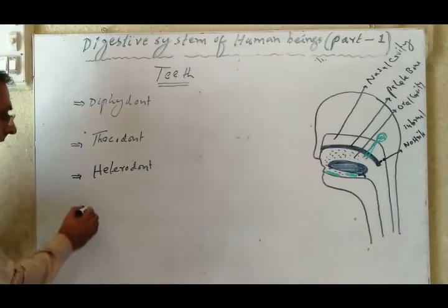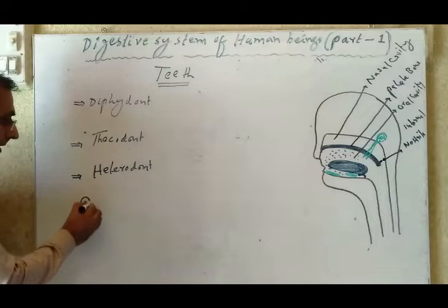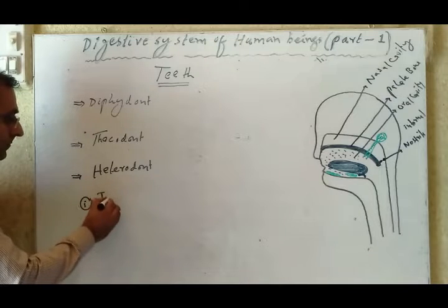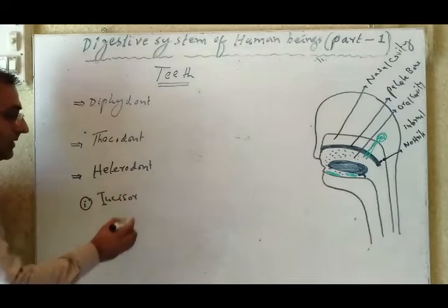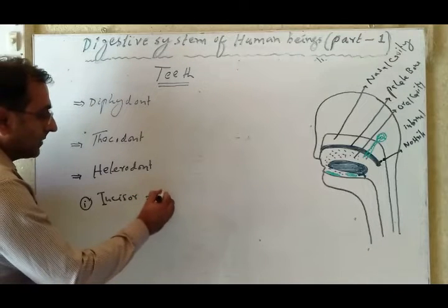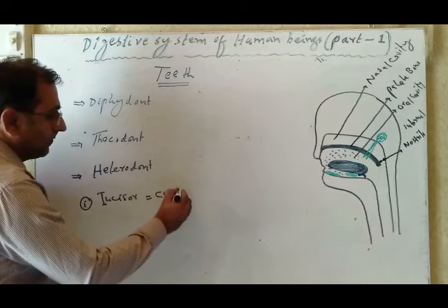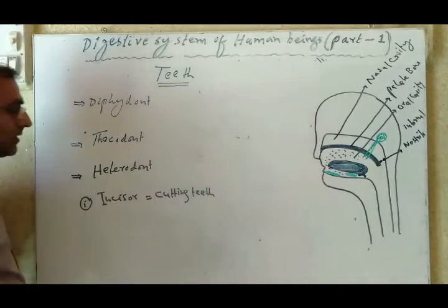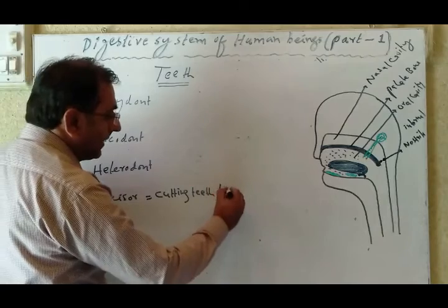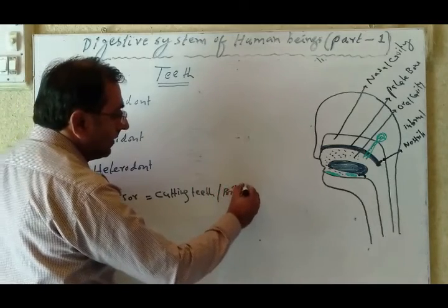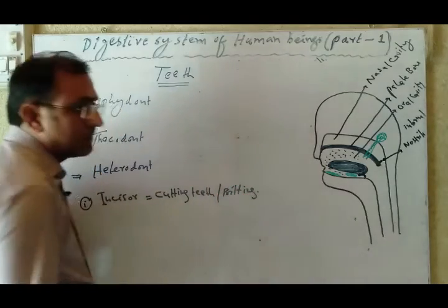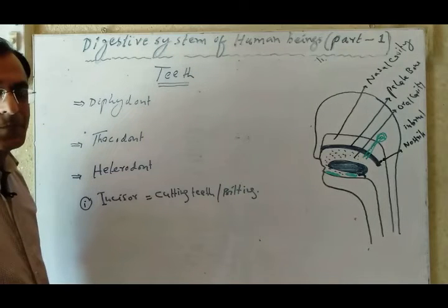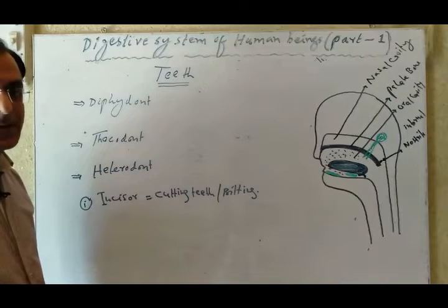These heterodont teeth are: number one, incisor, which is also known as cutting teeth or biting teeth. These teeth have sharp edges, so they are used for the cutting purpose.